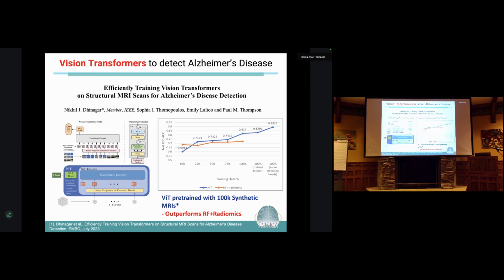Now, a rival to CNNs are vision transformers. Transformers usually input language tokens, words, and they either classify the text as happy or sad, that's sentiment analysis, or they continue the text. But you can feed in those tokens patches of images. So vision transformers take little, usually 16 by 16 pieces of images. And amazingly, this does work for MRI classification. It outperforms CNNs when the amount of data is large. So vision transformers are a little bit more data hungry than CNNs. But it outperforms the radiomics method. And we'll talk a little bit about efficiently training vision transformers on structural MRI for Alzheimer's detection.